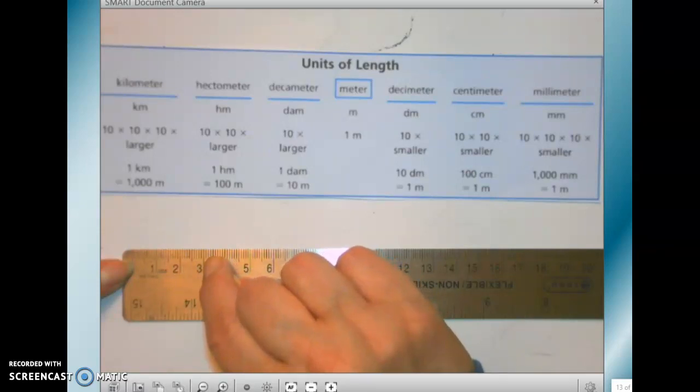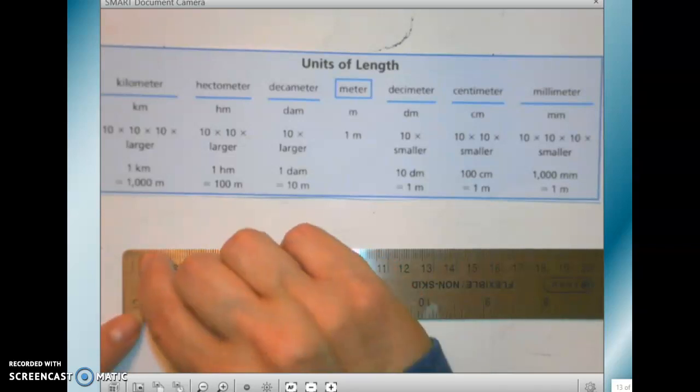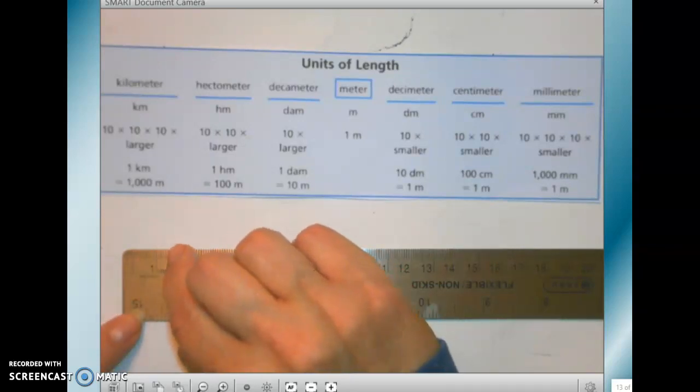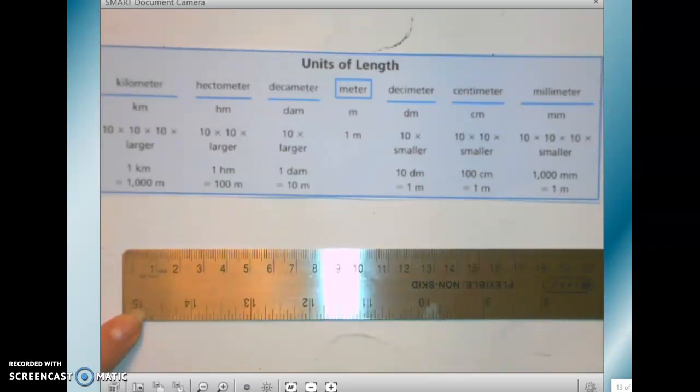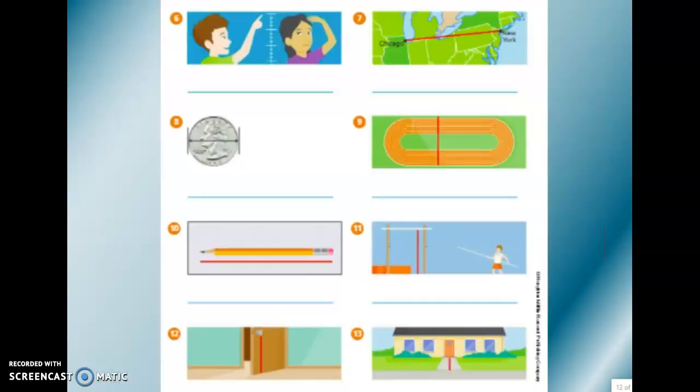Would you use centimeters or would you use millimeters and count every little line and see how many millimeters a quarter would be? A centimeter might be close, and they're saying it's 2 centimeters, or we would use millimeters to be really exact. So centimeters or millimeters for that one.